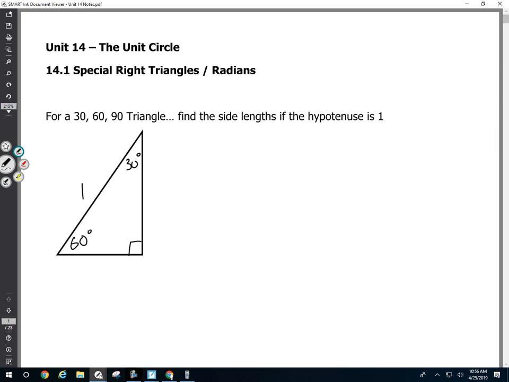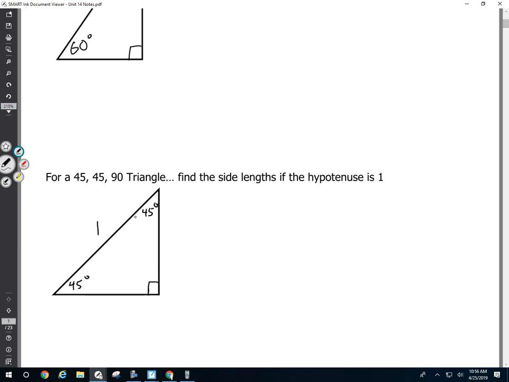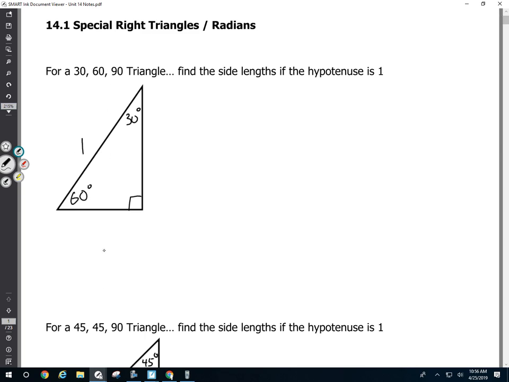We are going to investigate triangles a little bit more. Special triangles. A 30, 60, 90 triangle, because we're going to use it a lot, and a 45, 45, 90 triangle. In particular, we are going to use these triangles when they have a hypotenuse of 1.